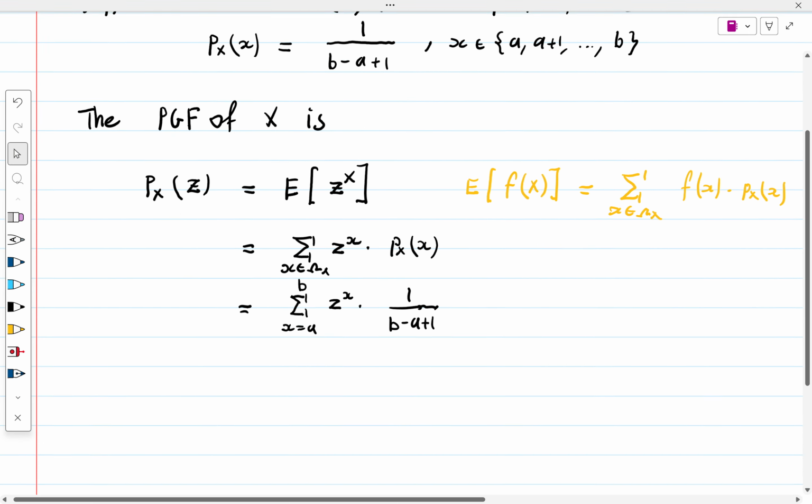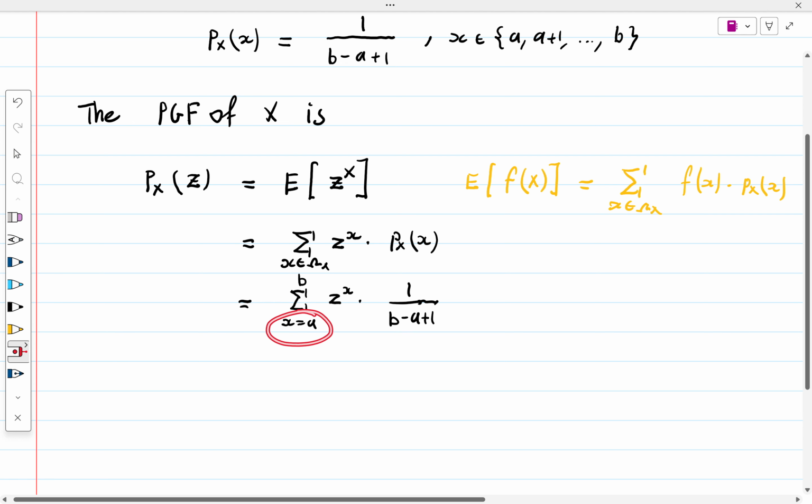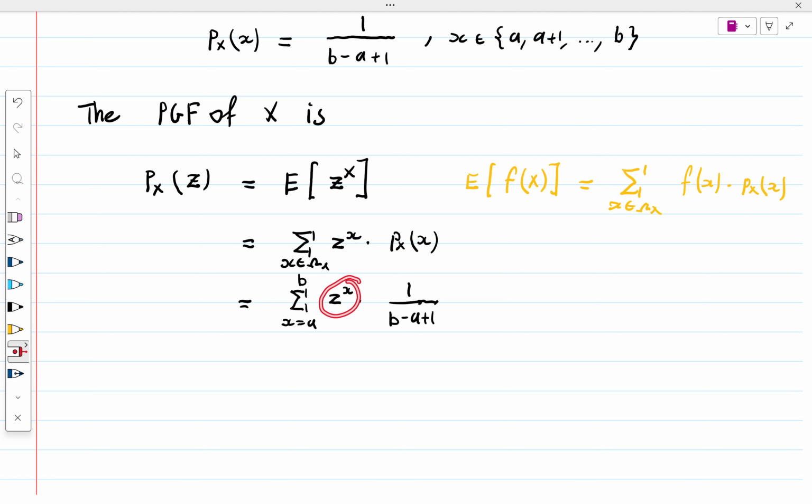Now, one thing to note is that the index of summation is dependent on x. The z to the x is of course dependent on x, but the 1 over b minus a plus 1 is a constant with respect to x. And so because we're summing across a constant multiplied by a function, that constant can be taken outside the summation. So we can rewrite this as 1 on b minus a plus 1, sum of x equals a to b of z to the x.